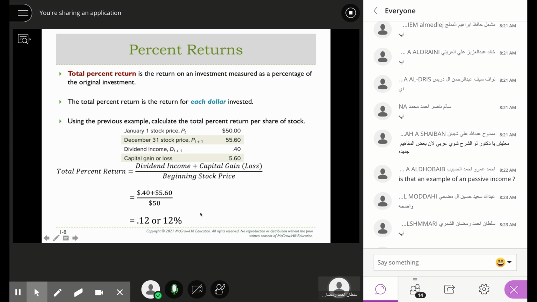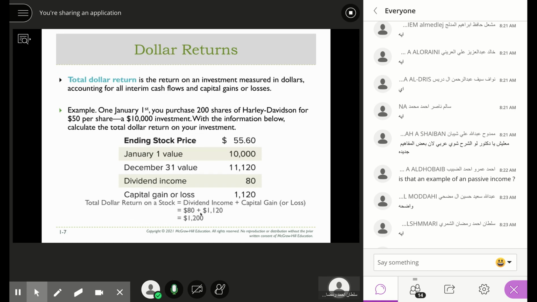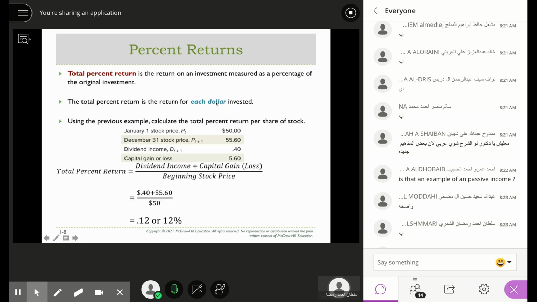So let's say that someone would ask you, okay, you invested in Harley Davidson stocks. How much return did you make? So you could express this in two ways. You could say, okay, well, I made 1,200 US dollars in my entire investment. Or you could say, well, I made 12%. So this is another way to express return.